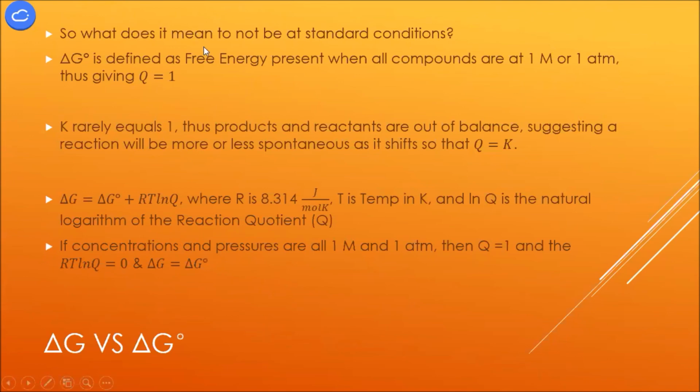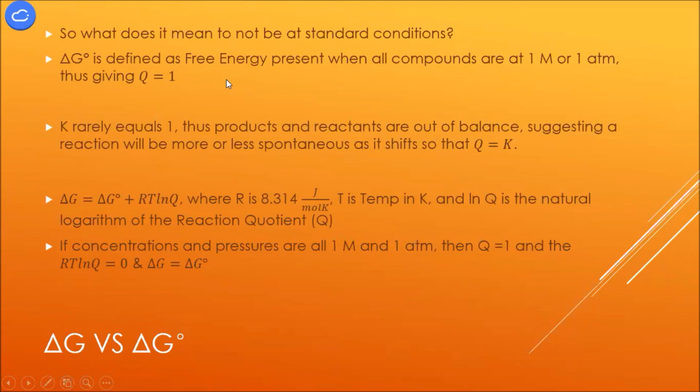Okay, so there's like two other concepts we got to learn for this, and that's going to keep following us through to the next chapter. That is, what does it mean to be not at standard conditions? So delta G standard or delta G naught is defined as the free energy present when all compounds are at 1 molar or 1 atmosphere. So if we did the Q expression for this, you would have a Q of 1. When all products over reactants are 1, the K or Q is equal to 1.